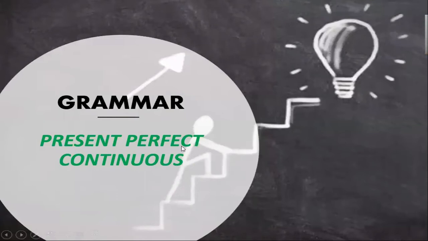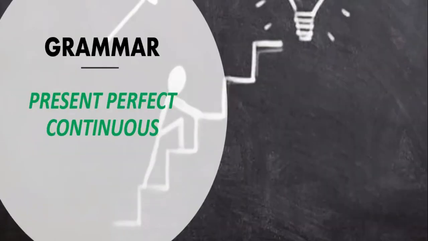Let's talk about the present perfect continuous, okay? At the beginning of the class, I told you that we use the present perfect continuous to talk about an action that started in the past and continues in the present. For example, I have been preparing for my future. I have been working since I was 21 years old. Okay, I've been teaching English for 6 years.